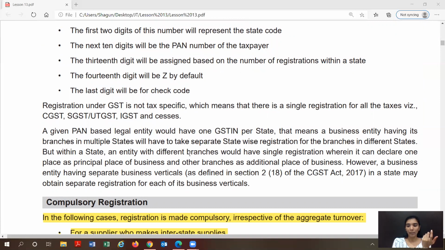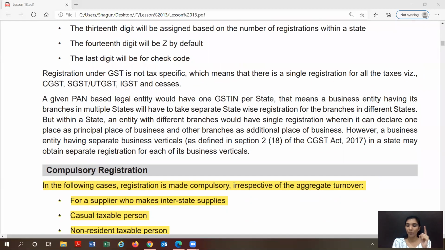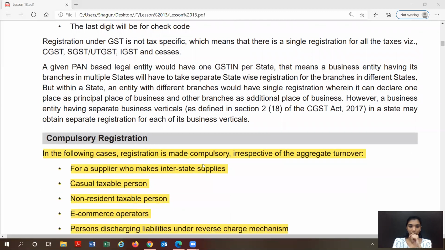Now, this is one important thing to remember, that because it is state-based, this GSTIN number is state-based. So, if a business entity is having branches in multiple states, then they will have to take state-wise registration for the GSTIN. But within one state, if it has multiple places of business, then it can keep one place of business as the principal place of business and others as the branch office, and then it can obtain only one GSTIN number in that particular state.